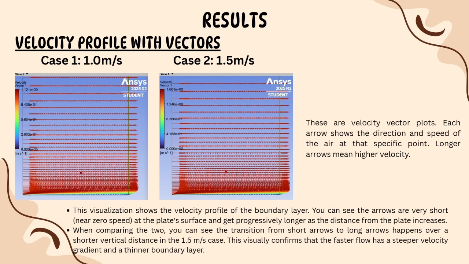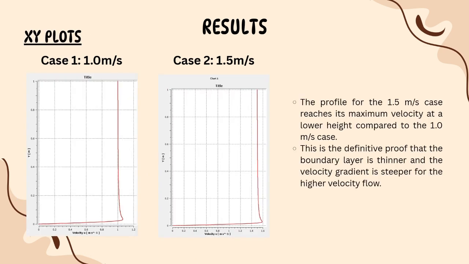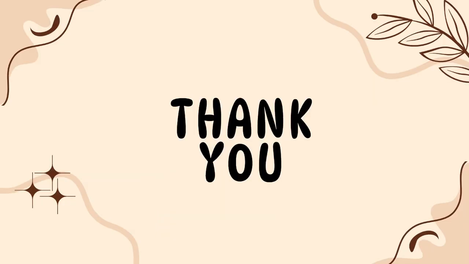When comparing the two, you can see the transition from short arrows to long arrows happens over a shorter vertical distance in the 1.5 meter per second case. This visually confirms that the faster flow has a steeper velocity gradient and a thinner boundary layer. The profile for the 1.5 meter per second case reaches its maximum velocity at a lower height compared to the 1.0 meter per second case. This is the definite proof that the boundary layer is thinner and the velocity gradient is steeper for the higher velocity flow. That's all from us. Thank you.